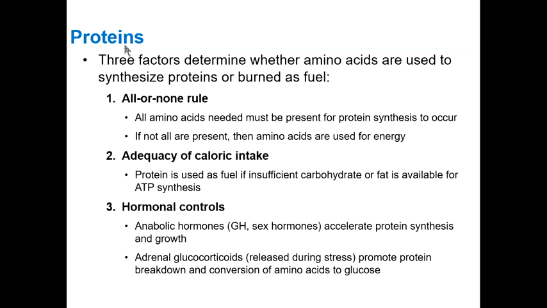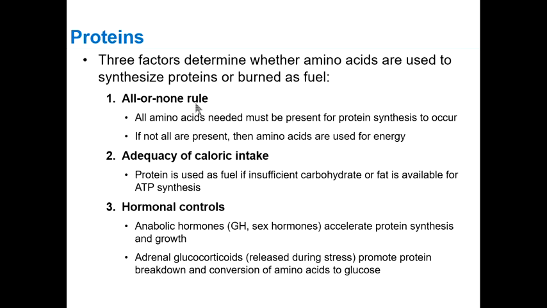And proteins, like we've learned in the past, are made up of amino acids. Now, amino acids can be synthesized into proteins, of course, on ribosomes, but they can also be burned as fuel. So how does the body decide which amino acids are we going to use to build proteins, or should we use these amino acids to burn as fuel? Well, here are the 3 criteria that the body needs to decide which course to take of the amino acids.